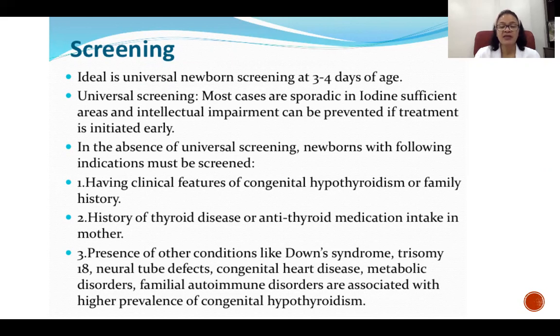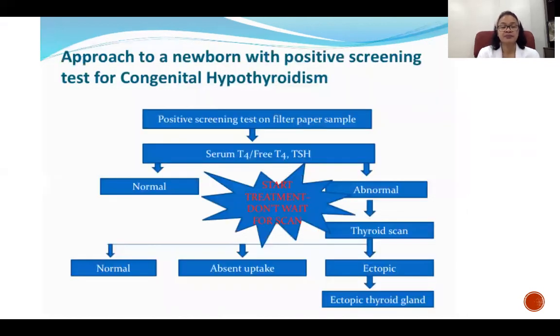First, having clinical features of congenital hypothyroidism or even a family history of such, a history of thyroid disease or anti-thyroid medication intake in the mother, any presence of other conditions like Down syndrome, trisomy 18, neural tube defects, congenital heart disease, and so on. If you have these indications, then ideally these babies must be screened.